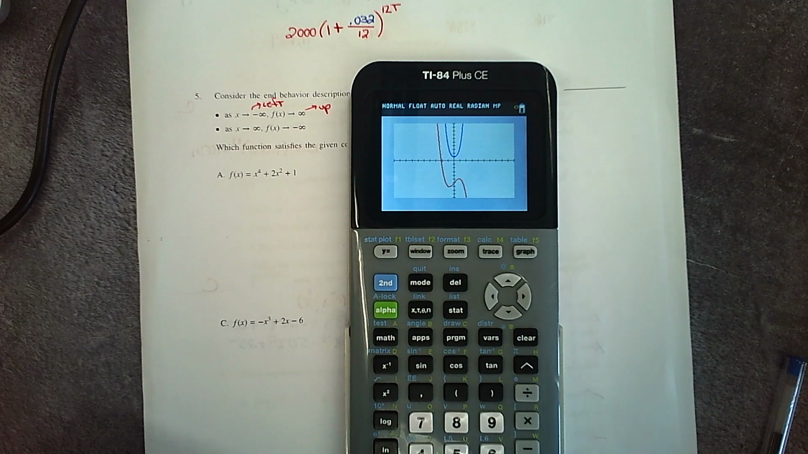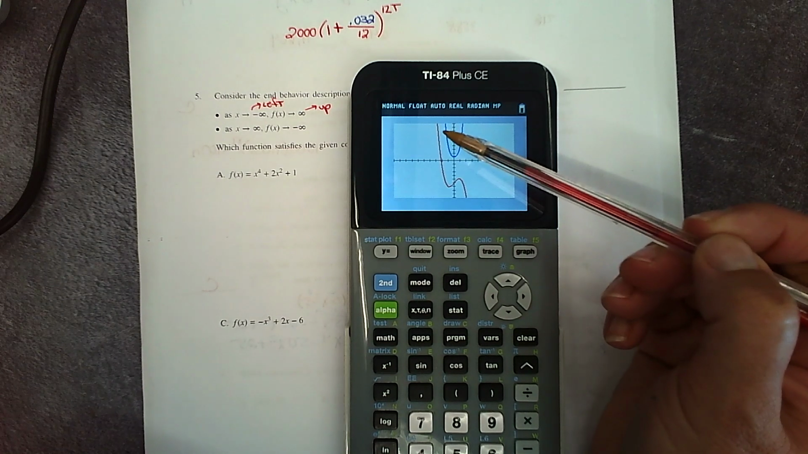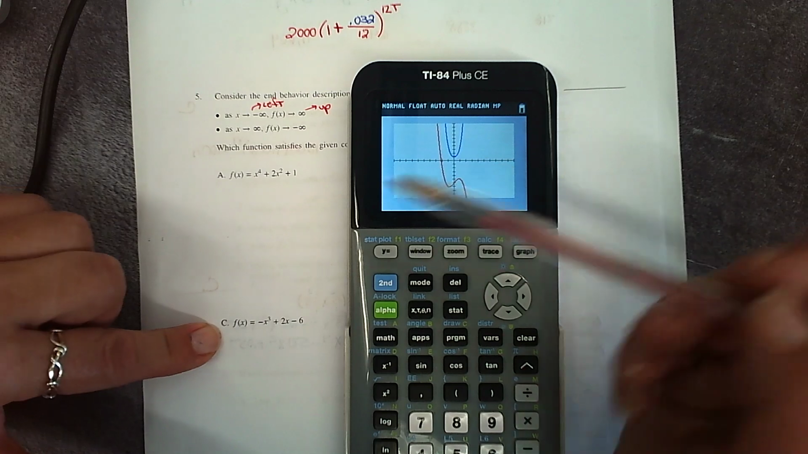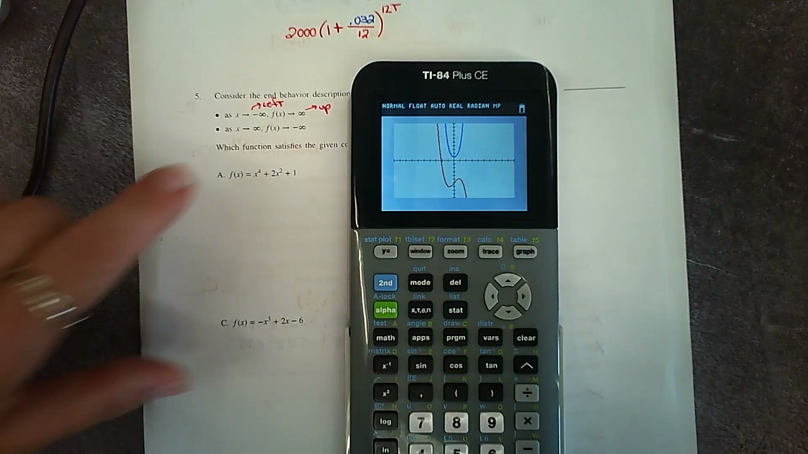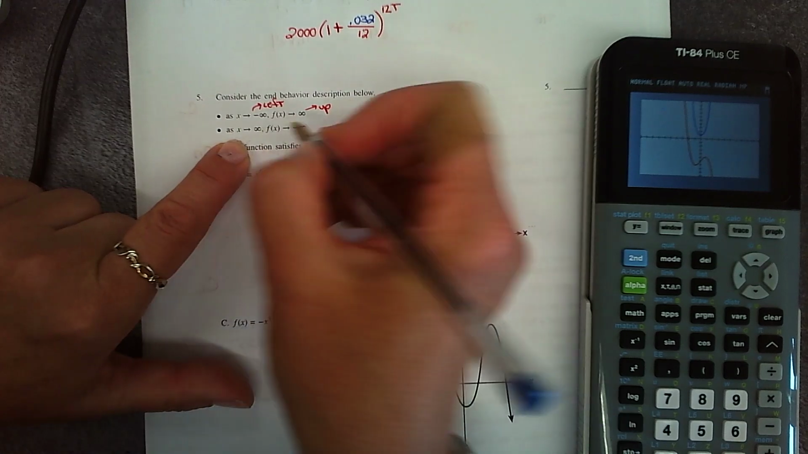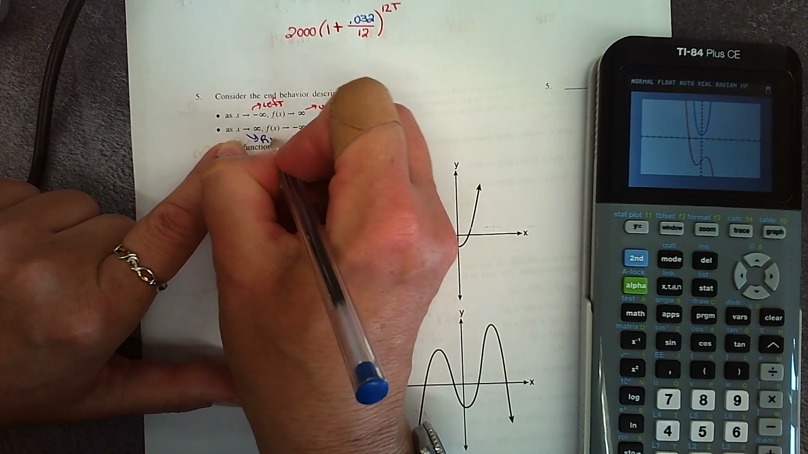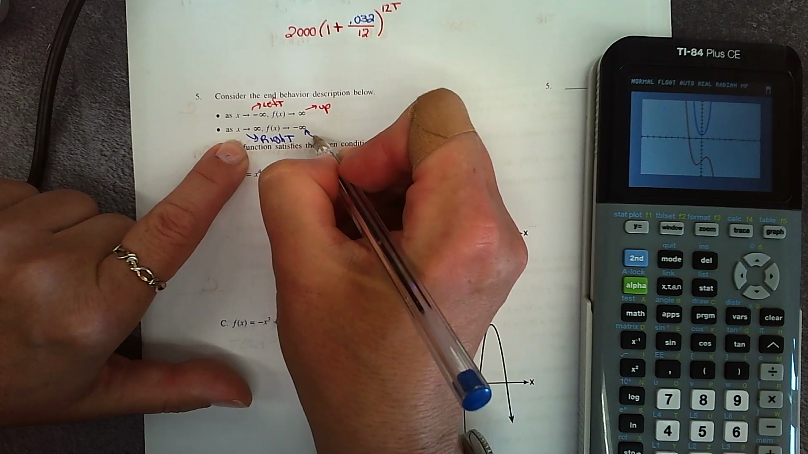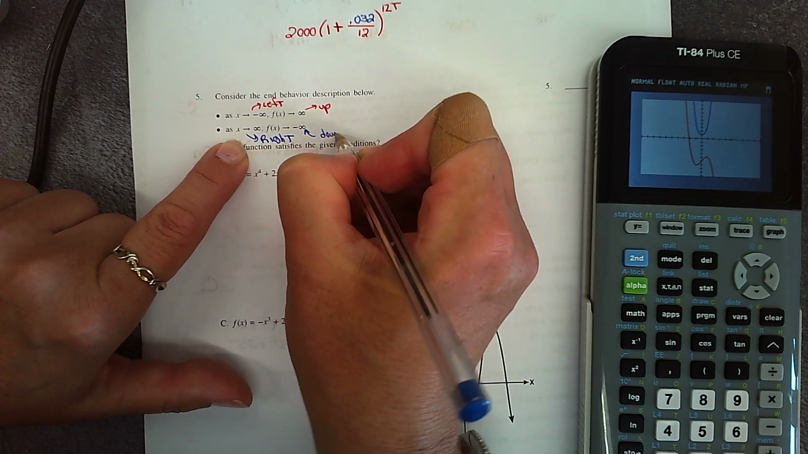Over here to the left, it's also going up. So right now, both A and C are still in play. Let's look at the next part of this question. As x is going to positive infinity, this means to the right. So as we are going to the right, y is negative infinity means down there.